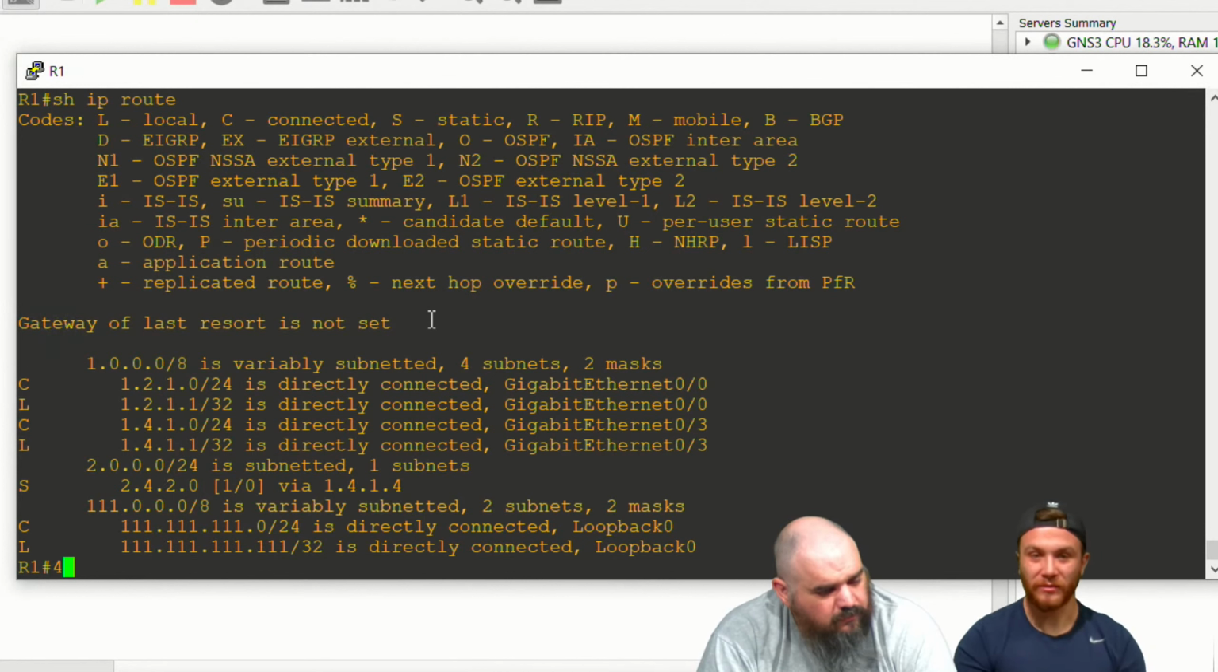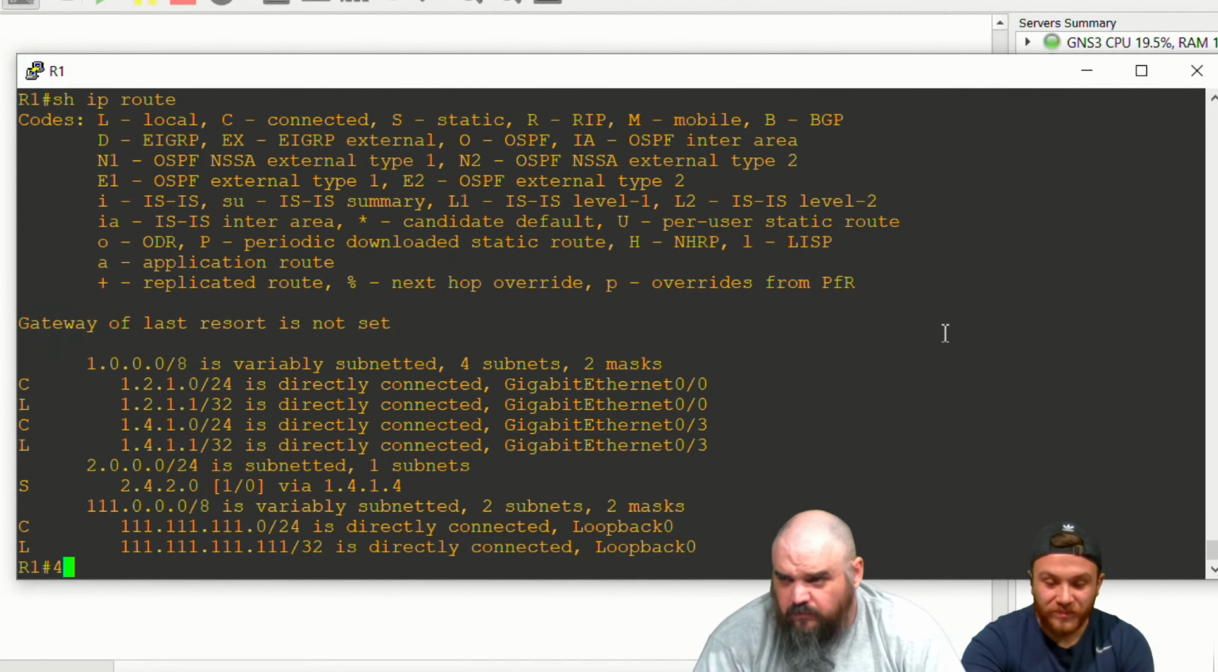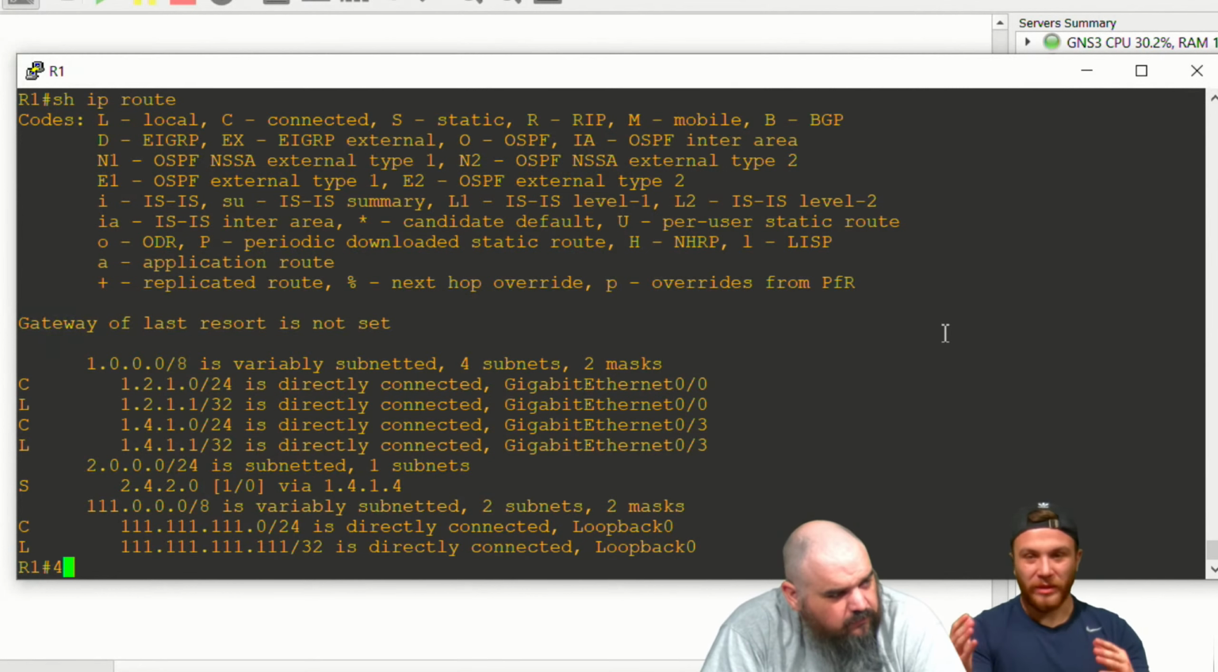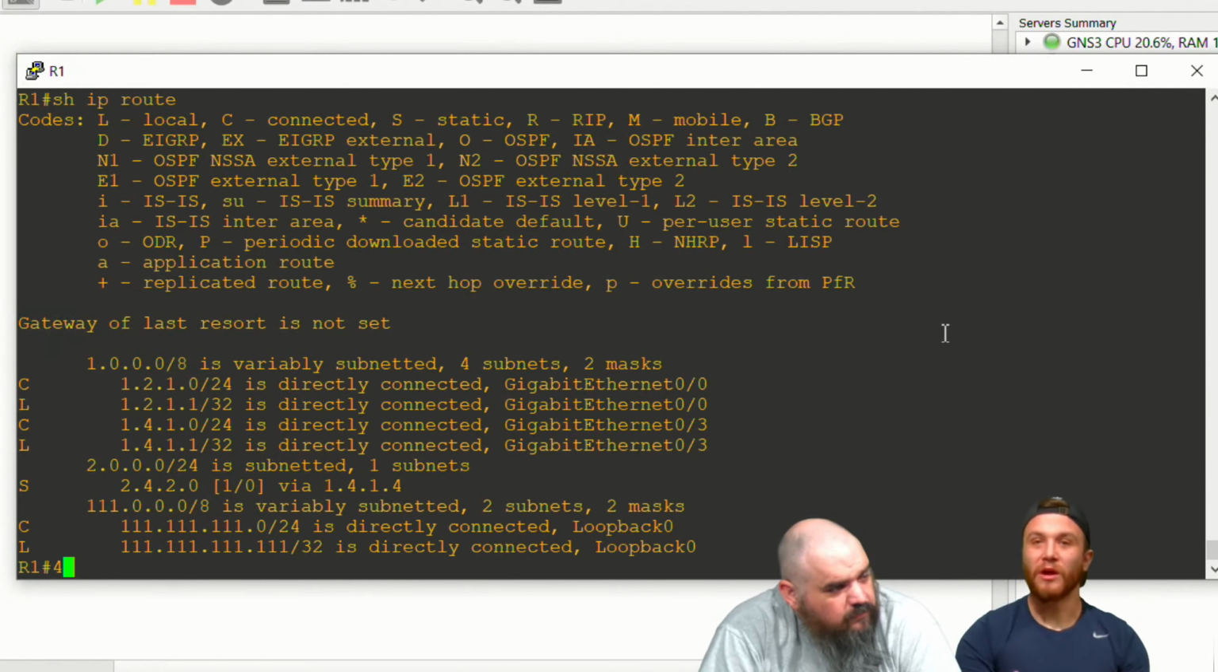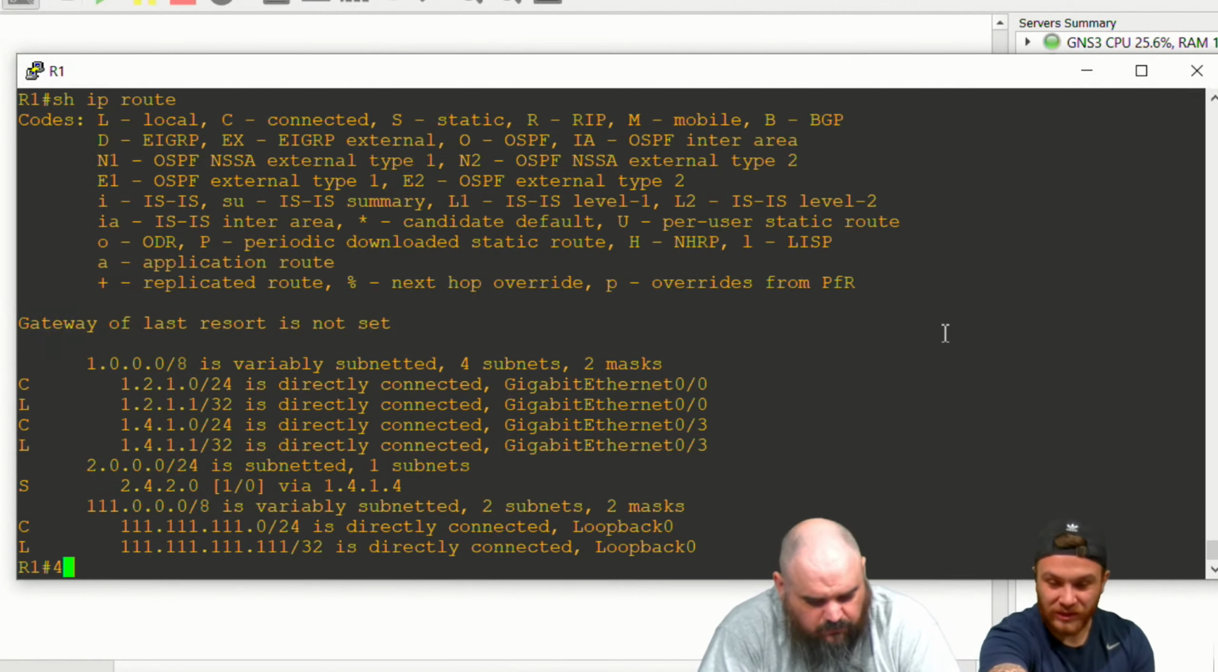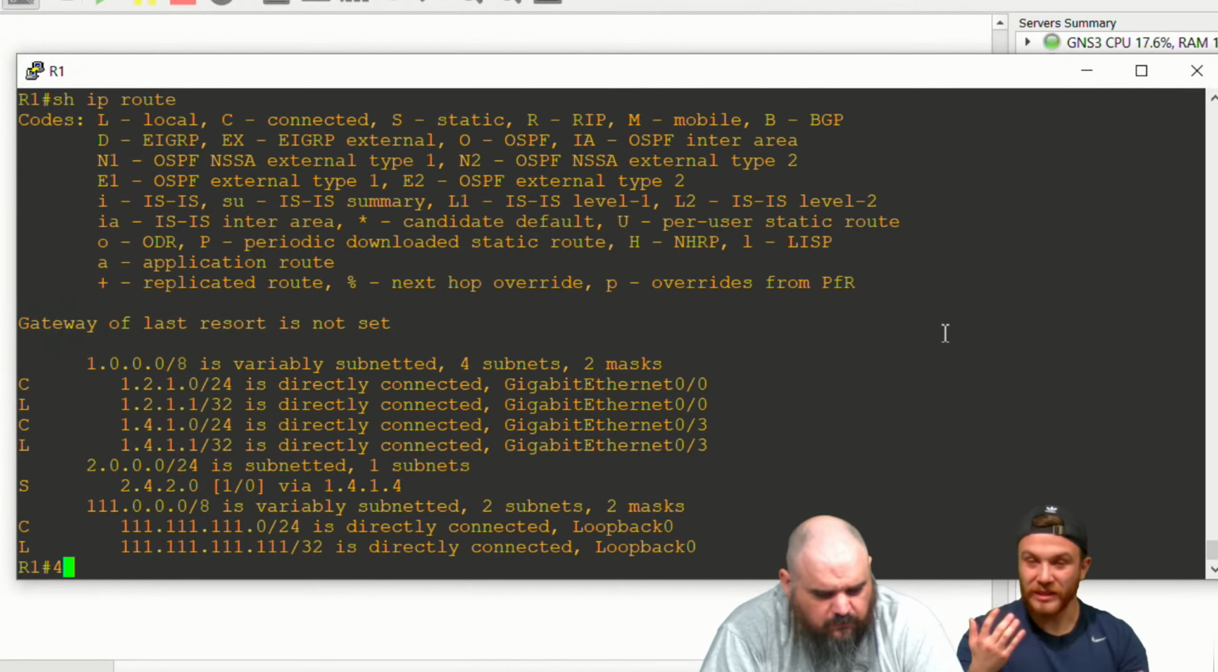So what am I saying with that, right? What I'm saying is when you have a subnet mask in a routing table, the router will always prefer the longest match to the subnet. So do you see how we have a /24 here in the static route we created for 2420?